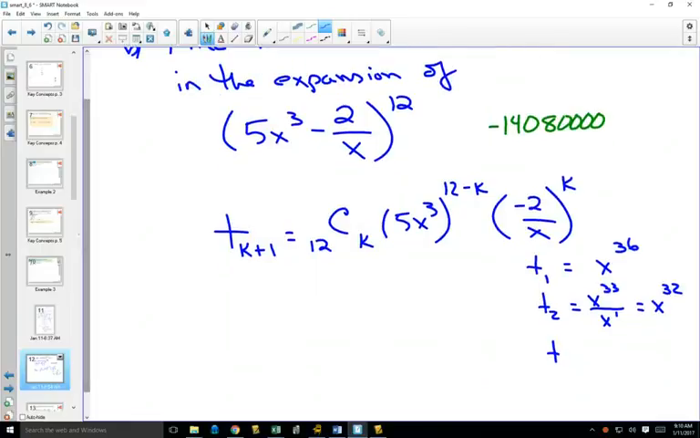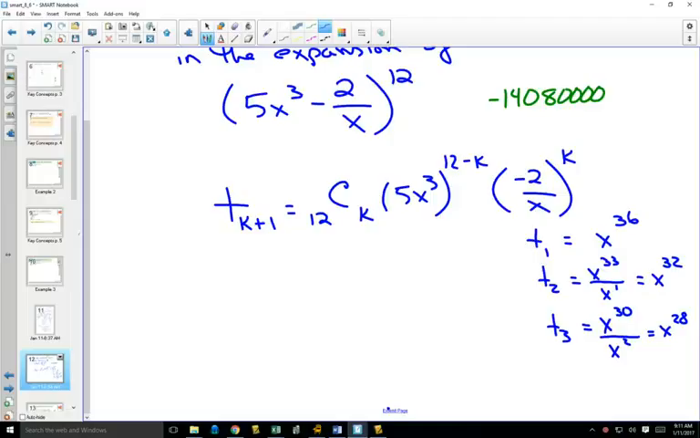I like to do 3 of them, even though if you do 2 and you don't make a mistake, the pattern is right. You go down by 4. If you do 2 and one of them's wrong, your pattern is definitely wrong. So if you do 3 and the same pattern doesn't happen, then you know you've made a little mistake. So for term 3, when k is 2, you're going to get an x to the 30 on top and an x to the 2 on the bottom, which leaves you with an x to the 28. And sure enough, it looks like you're going down by 4.